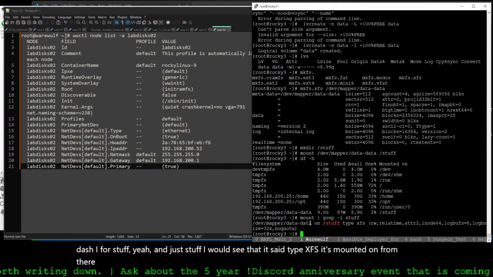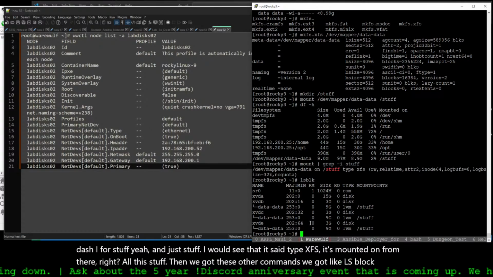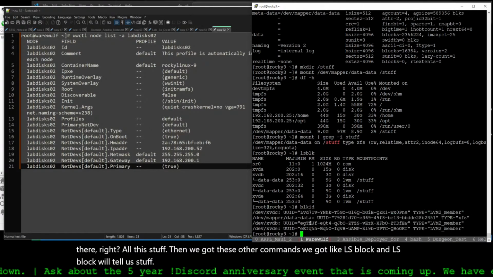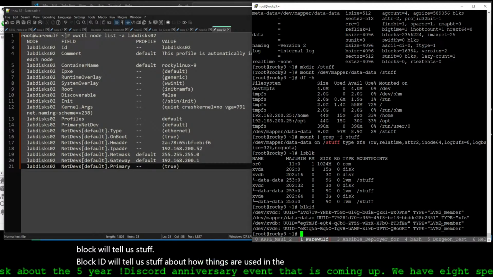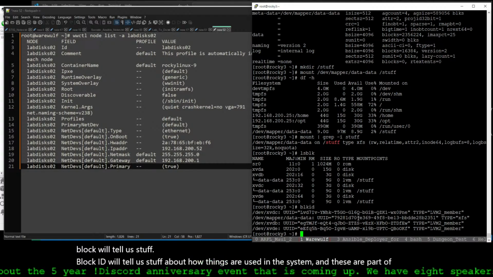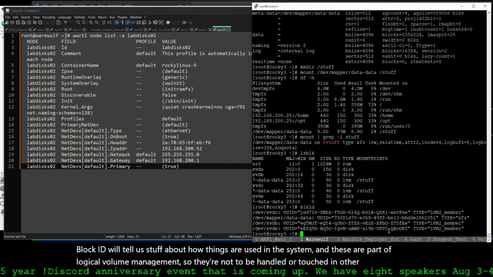Then we've got these other commands, like lsblk, and lsblk will tell us stuff. blkid will tell us stuff about how things are used in the system, and these are part of logical volume management, so they're not to be handled or touched in other ways in the system, right? There's all this stuff, guys.